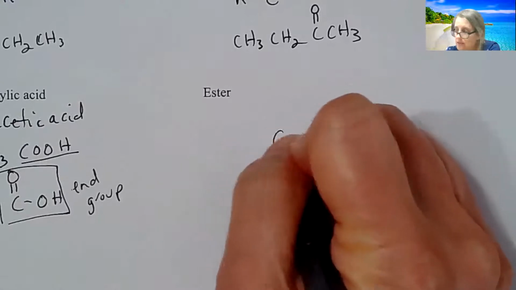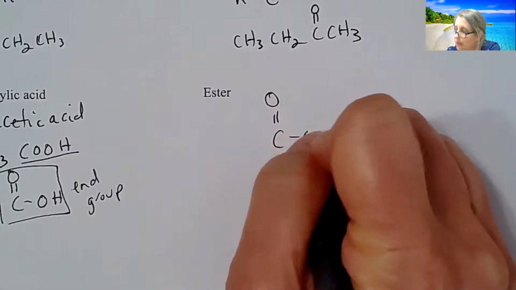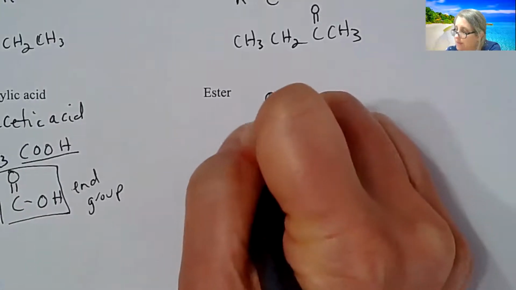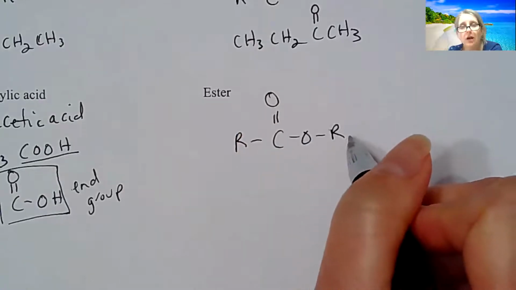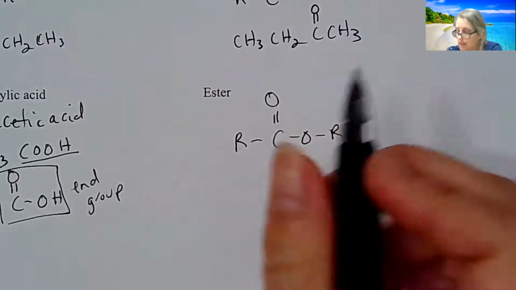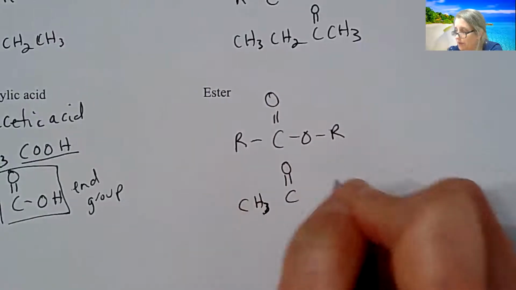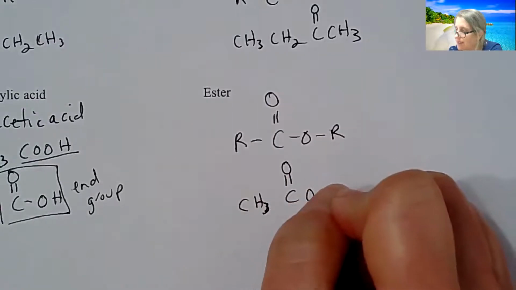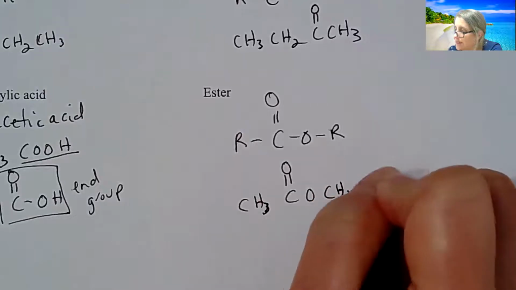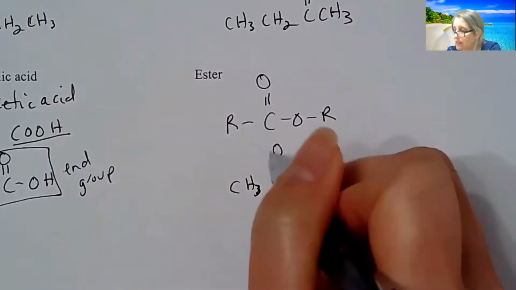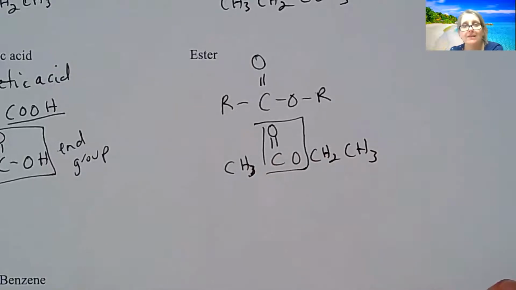And finally, an ester, C double bond O, O, excuse me. And then you have a carbon group on either end of that. So again, it could be any number of carbons, but it needs to have at least 1 carbon attached to either end. So this group right in there is what makes that an ester.